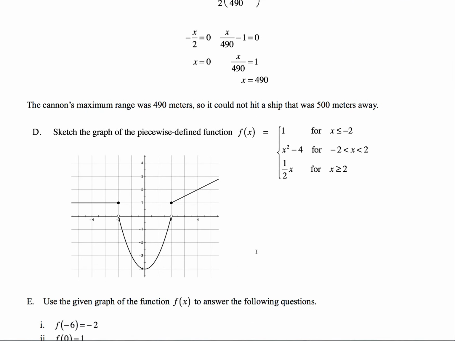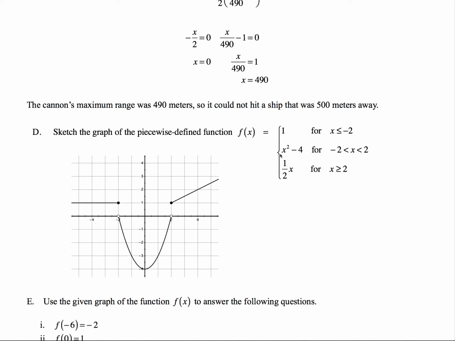Okay, next, question D. We are asked to sketch the graph of this piecewise function. So for x less than or equal to 2, the function is a constant function of 1. Less than or equal to negative 2. So, did I say 2? I meant negative 2. So, less than or equal to negative 2, the function value is 1. It's a constant function. That's what we have depicted here. At negative 2, I have filled this point in to show that the function's value at negative 2 is 1 because it's an or equal to, so that means it's included.